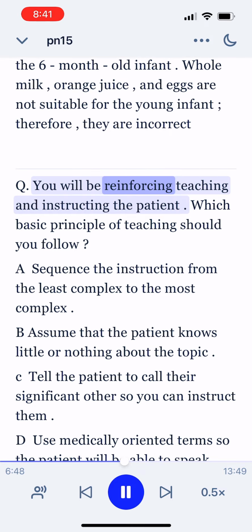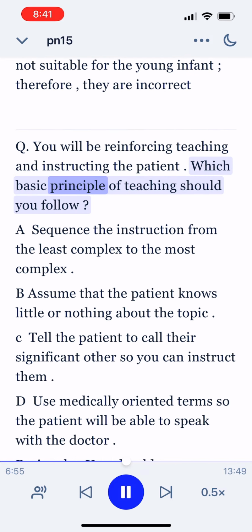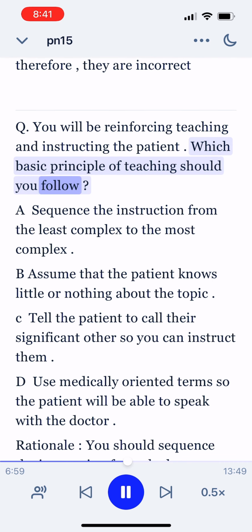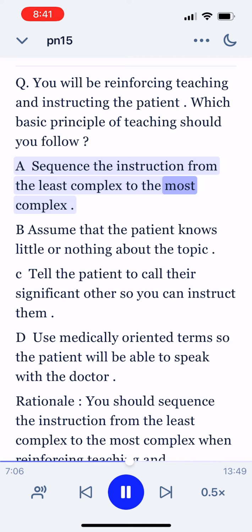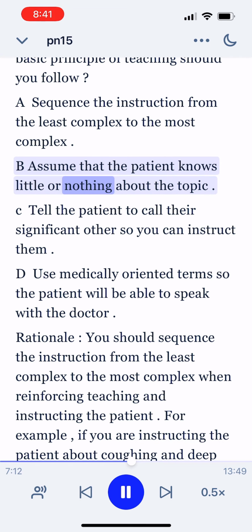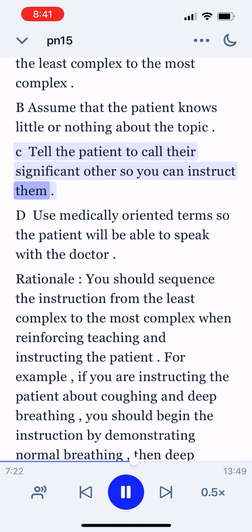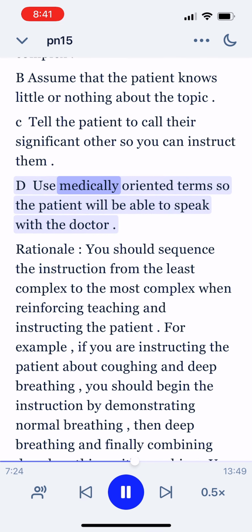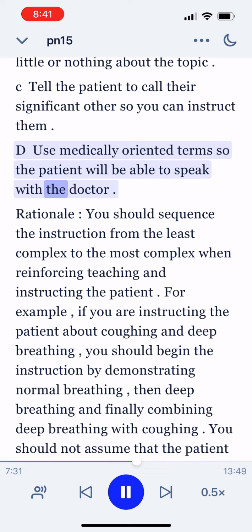You will be reinforcing teaching and instructing the patient. Which basic principle of teaching should you follow? A. Sequence the instruction from the least complex to the most complex. B. Assume that the patient knows little or nothing about the topic. C. Tell the patient to call their significant other so you can instruct them. D. Use medically oriented terms so the patient will be able to speak with the doctor.